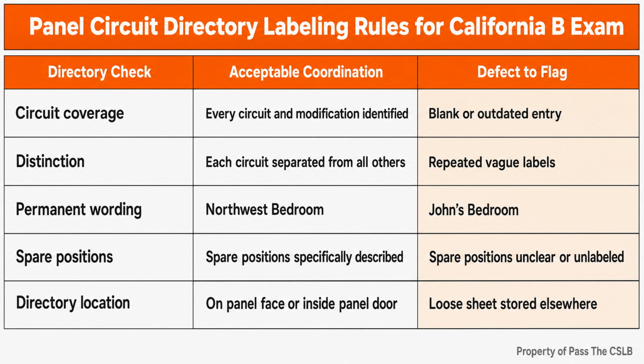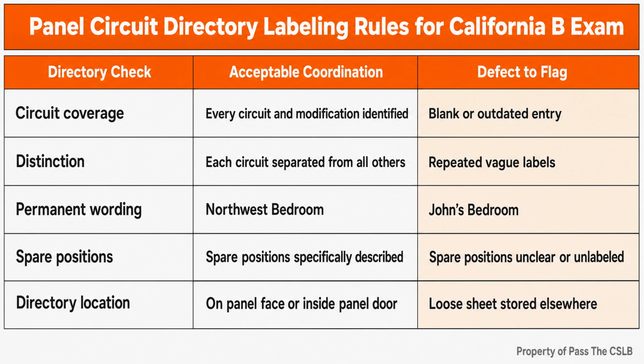Is the directory on the panel face or inside the door? Does the wording describe a permanent location or purpose rather than a temporary occupant? There is a related workplace rule for disconnecting means serving motors and appliances. The disconnect has to be legibly marked to indicate its purpose, unless its location and arrangement make the purpose evident. The practical connection is the same. During normal work, maintenance, or an emergency, a person should not have to guess what a disconnect controls.